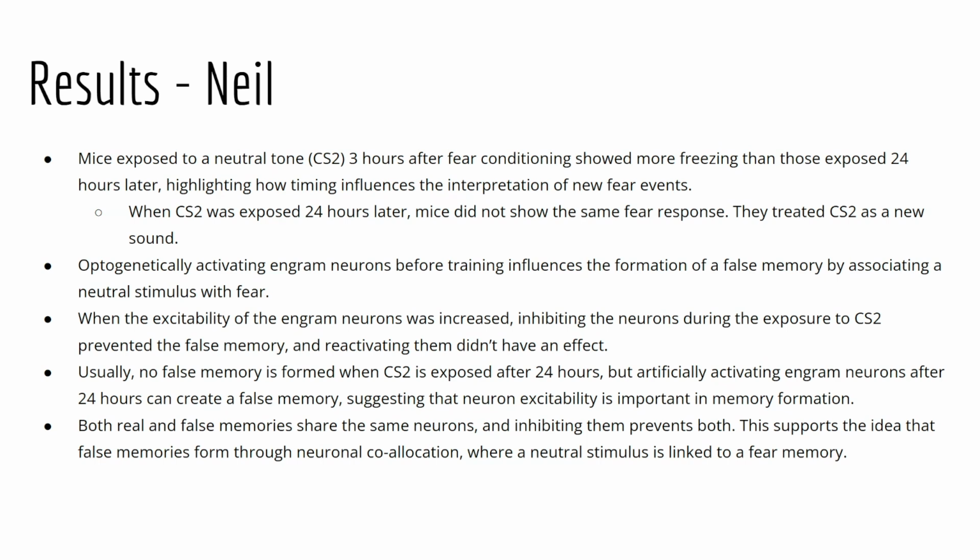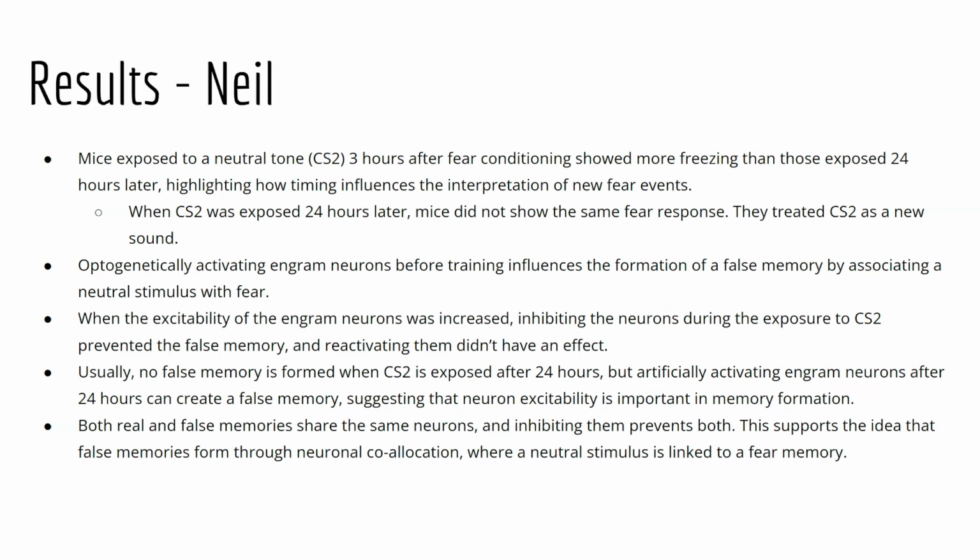However, when the neurons were inhibited during the CS2 exposure, the false memory did not form, and reactivating these neurons had no effect. Usually, no false memory forms when CS2 is presented 24 hours post-training, but artificially activating engram neurons after 24 hours can still create a false memory, which shows the importance of neuron excitability in memory formation. Lastly, the study revealed that both real and false memories rely on the same neurons, and inhibiting these neurons prevents both.